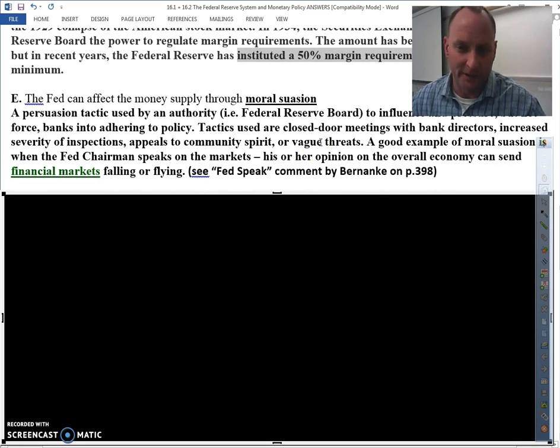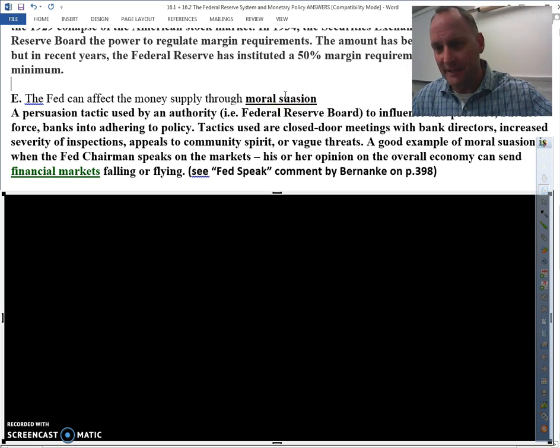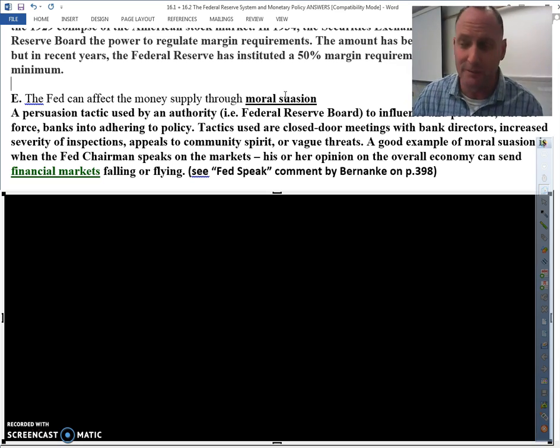Next, this one's really interesting. This is called moral suasion. Obviously, the word suasion makes you think of the word, I would assume, persuasion, and you'd be right. This tactic is used by the Federal Reserve Board. Remember the Federal Reserve Board, the 7-member board appointed by the president, for 14-year terms, and they're supposedly nonpartisan.